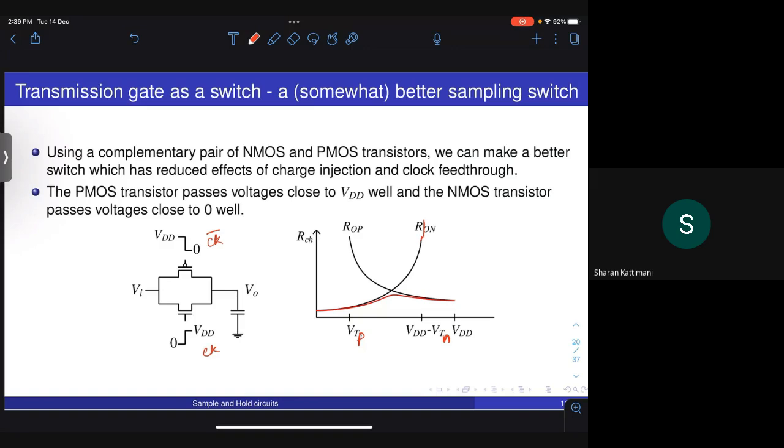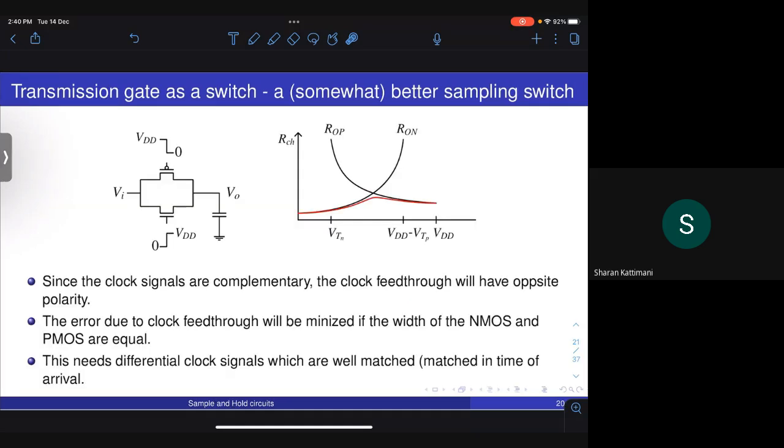So when you use both of them in parallel, you will get an on resistance which looks like what is shown in red here, which is basically the parallel combination of both of these resistances. So fine. One problem we had with the NMOS and PMOS switches was that the resistance was not low over the entire range of 0 to VDD. That problem is addressed to some extent here, since you have both NMOS and PMOS in parallel, so the overall impedance is low. To that extent it's okay.